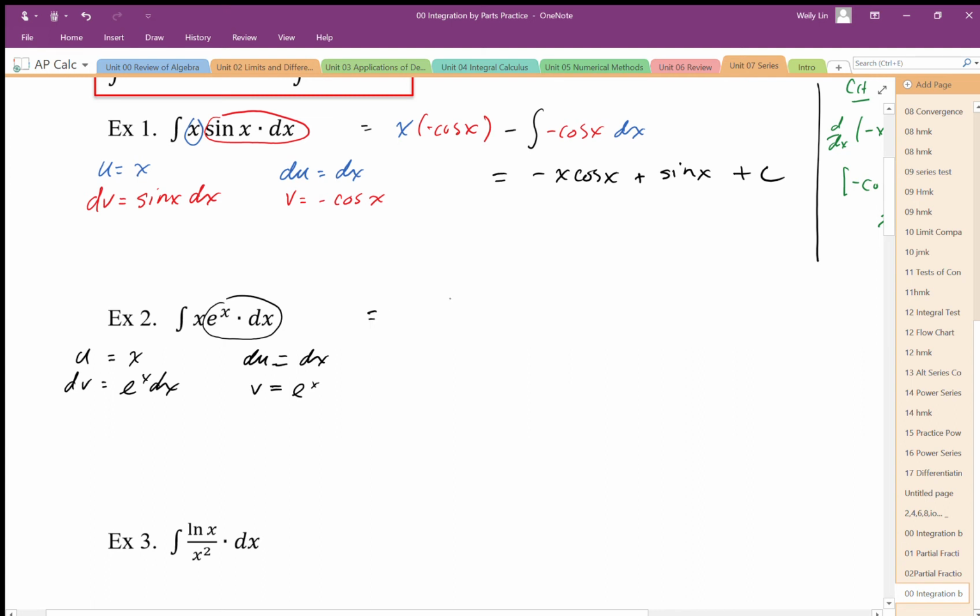So I'm going to fill in my parts. It's going to be x e to the x minus the new integral is going to be e to the x dx. And again, this one works out quite easily because of the e to the x.